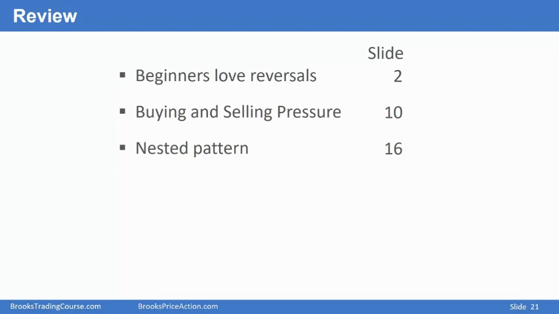And that buying and selling pressure usually comes during a trading range. Usually the trend has to transition into a trading range before it becomes an opposite trend. I finally talked about nested patterns, where you have a pattern within a larger similar pattern. When you find a nested pattern, you have a higher probability of success.